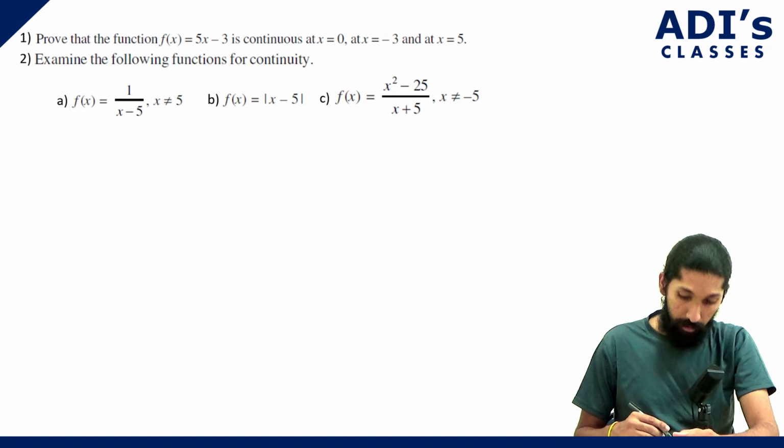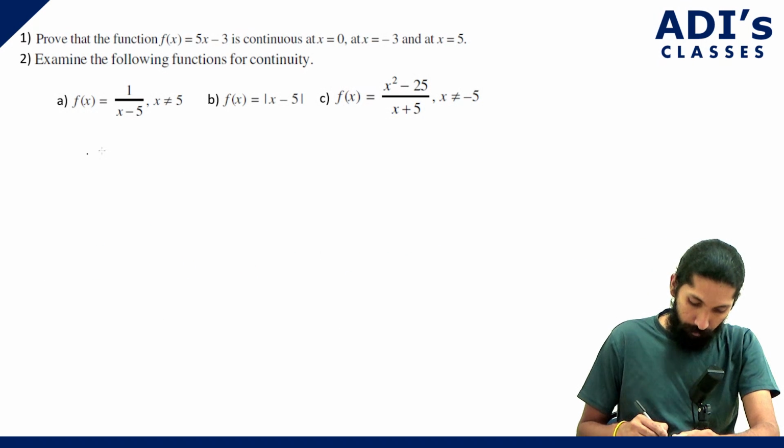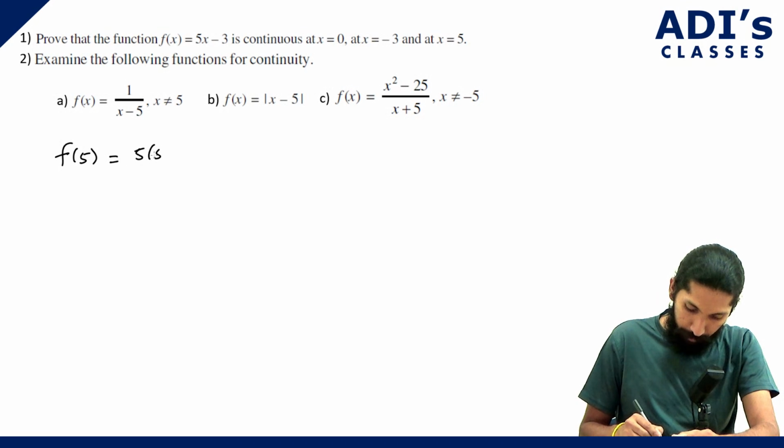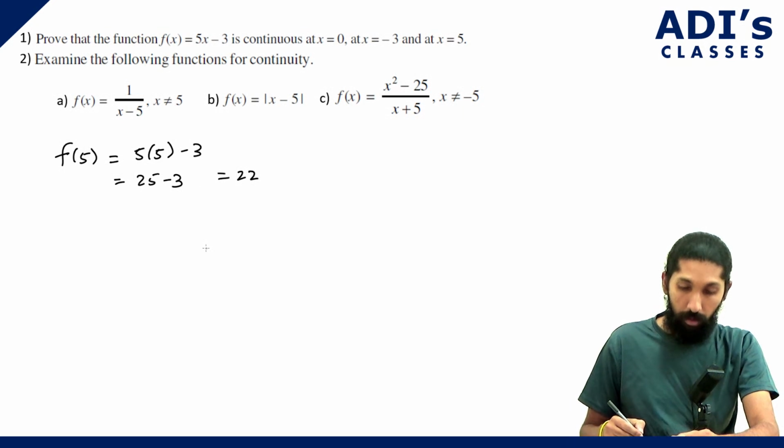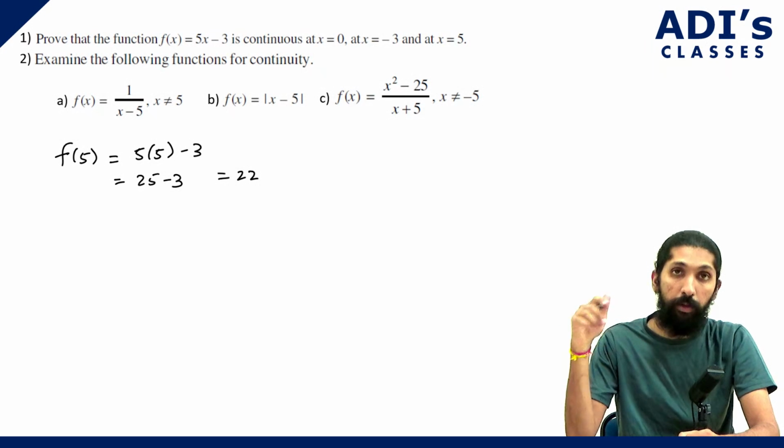Now the next part, which is x is equal to 5. For the next part, f of 5 is equal to 5 into 5 minus 3, 25 minus 3, which is 22. So f of c is nothing but 22.